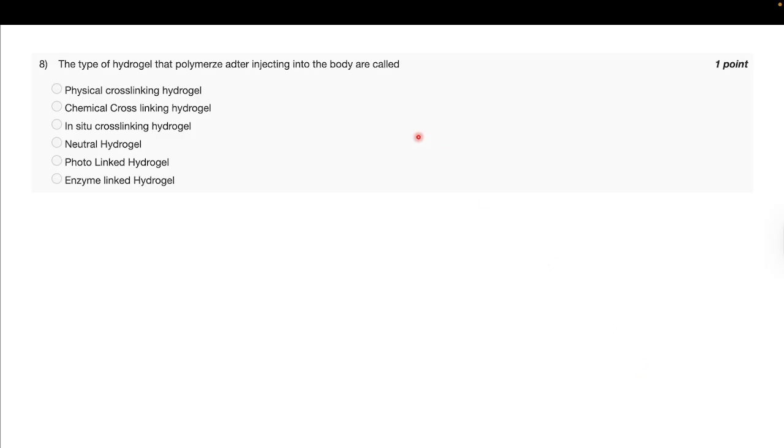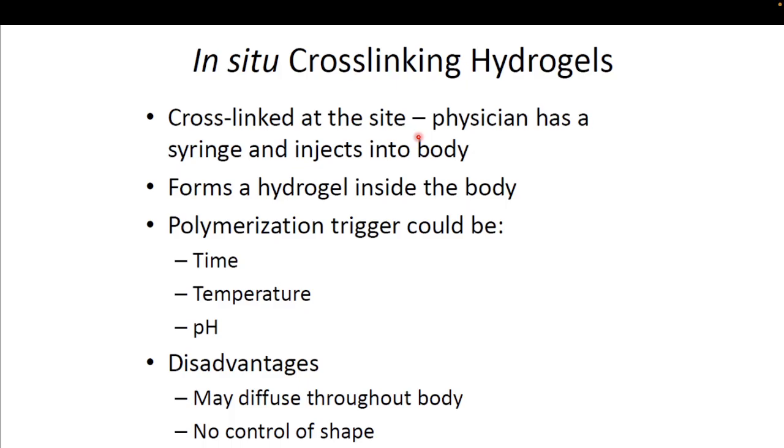Okay, both of you are answering option 3. Pretty straightforward. We just discussed this in detail. Both of you are correct. The right answer is in situ cross-linking hydrogel. We just saw it, right? There are hydrogels which you can make inside the body after injecting the raw material. Those are nothing but in situ cross-linking hydrogels.